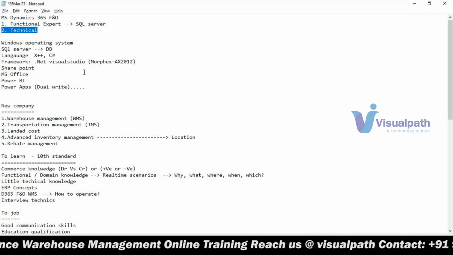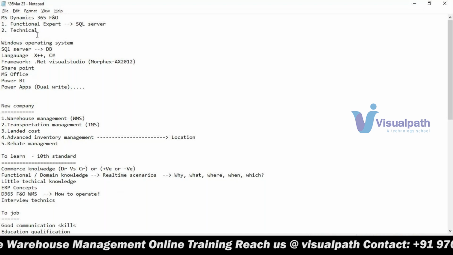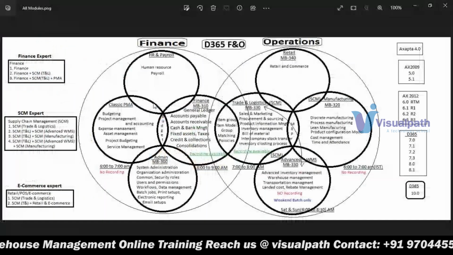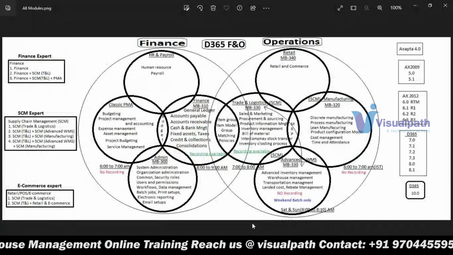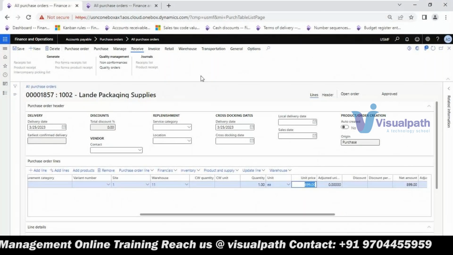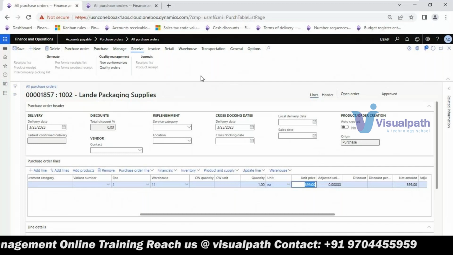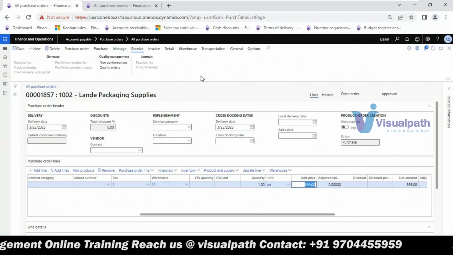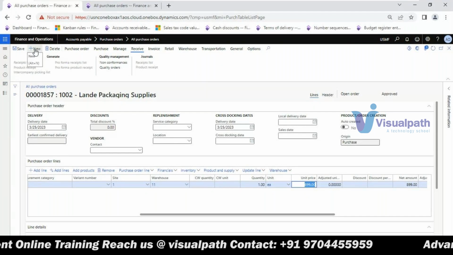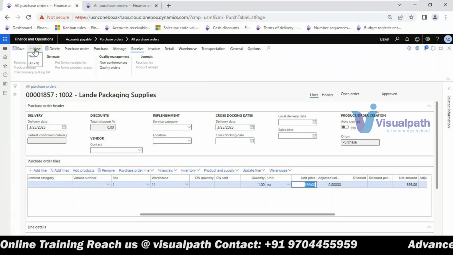So if you are working on finance and operations, it is the front-end application only. In this application, you are clicking on this one. For this, do you have any technical knowledge required? I don't think so, sir. Nothing is required, because you just click on this one. For this, I don't need any technical knowledge.